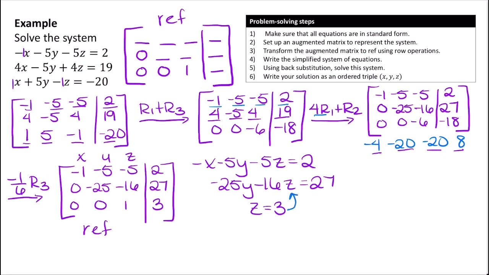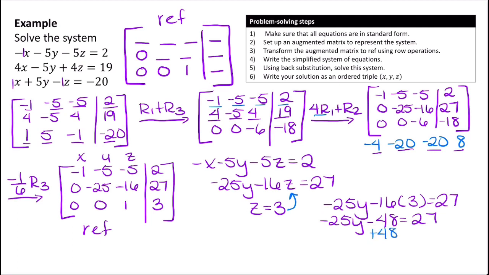So I'm going to take the Z equals 3 and plug it in here. That's going to give me -25Y minus 16 times 3 equals 27, which tells me that -25Y minus 48 equals 27. And I can now solve this by adding 48 to both sides. So when I do that, I get -25Y equals 27 plus 48, which is 75. And now I'm going to go ahead and divide both sides by -25. And when I do that, I get Y equals -3.